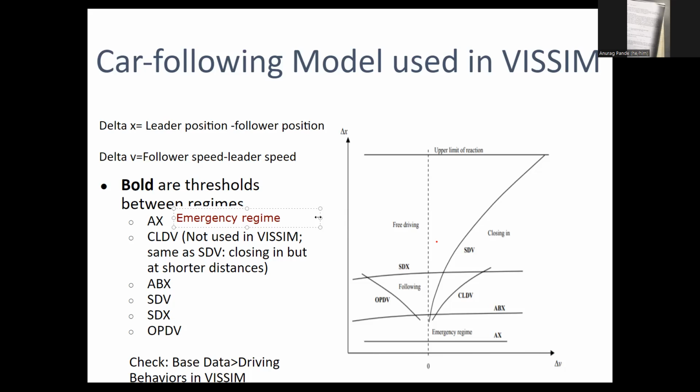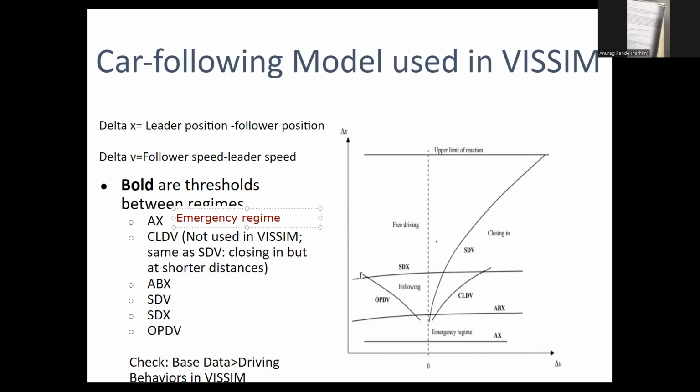Then there are CLDV and OPDV. CLDV is not something that VSIM uses, but CLDV and OPDV are basically what your acceleration is going to be defined by. So let's look at this.